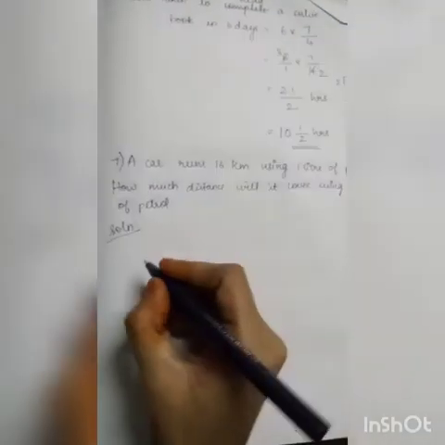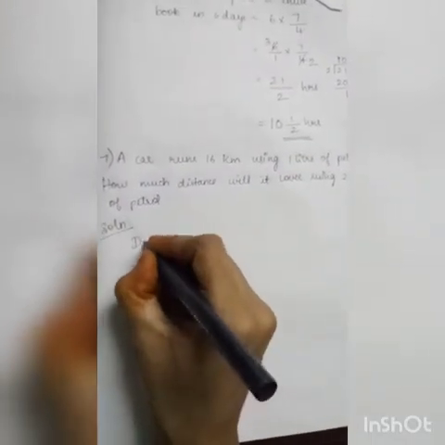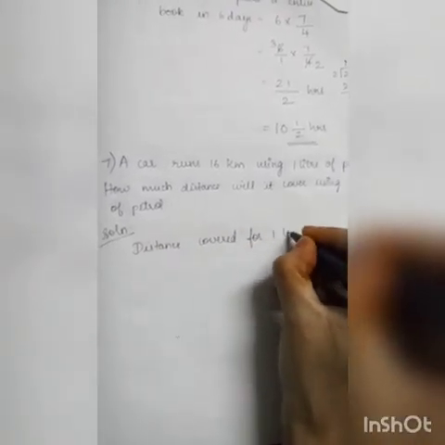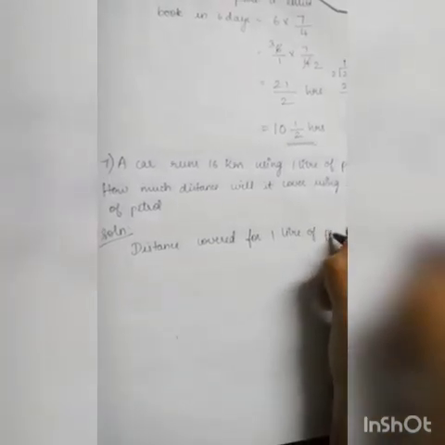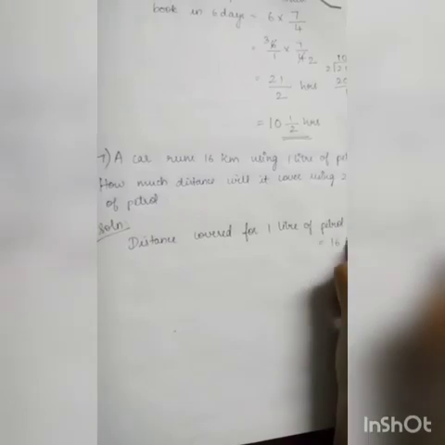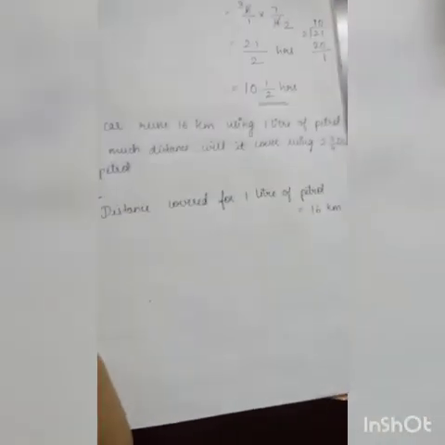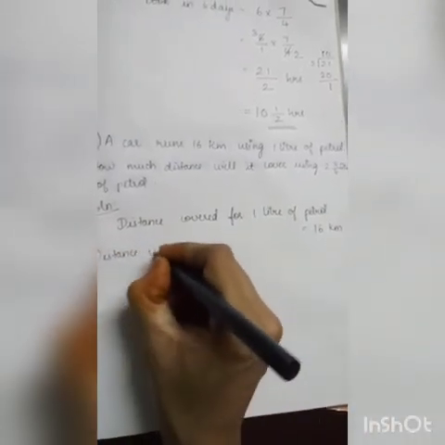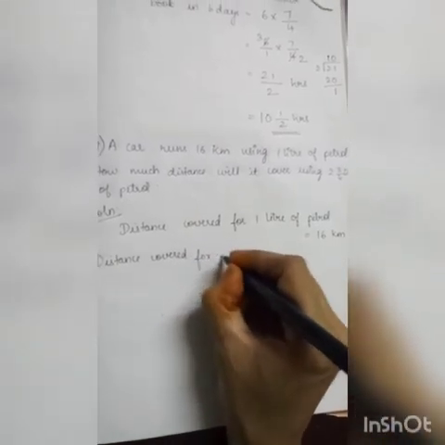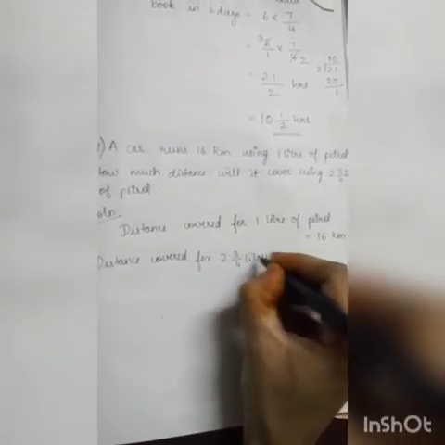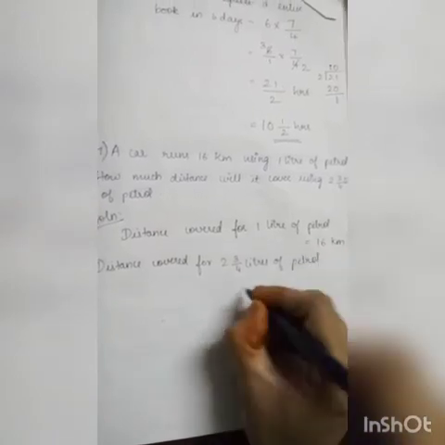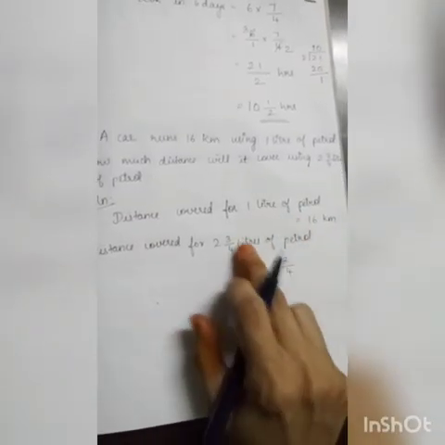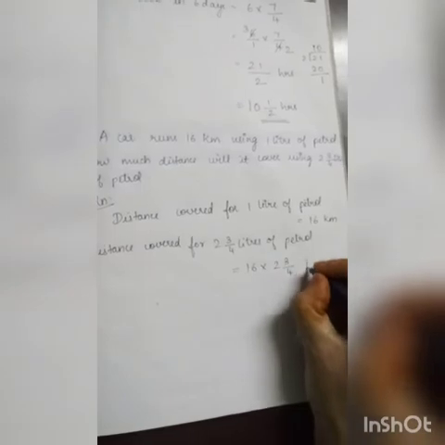Listen. Distance covered for 1 liter of petrol. How much distance is a car covering? 16 km, right? So distance covered for 1 liter of petrol is 16 km. Therefore, distance covered for 2 3/4 liters of petrol is 16 into 2 3/4, right? For 1 liter 16 km, for 2 3/4 liters 16 into 2 3/4 kilometers.